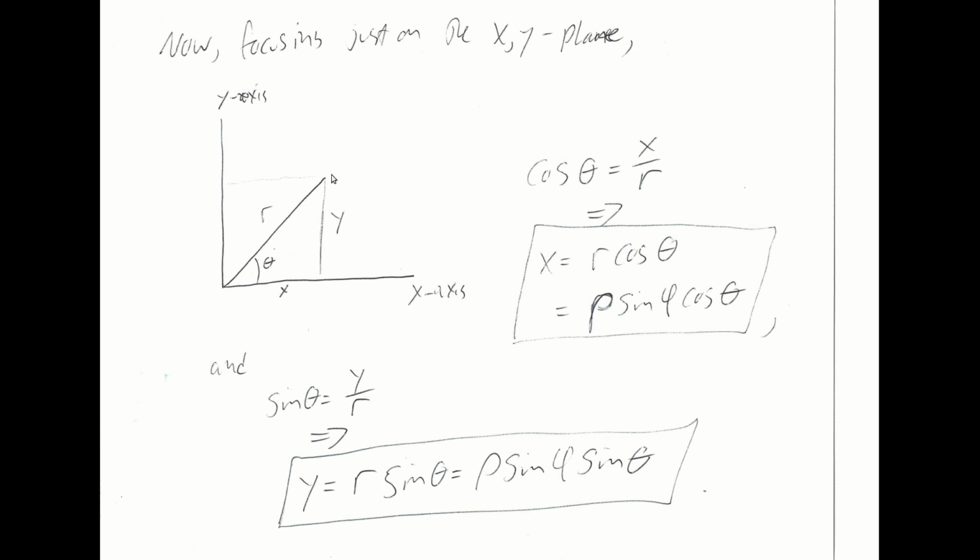Here's our r value that we just found, here's the theta that was given to us, and here's x, and here's y. So cosine of theta is going to be x over r, which means that x will be r cosine theta, and our expression for r was that r equaled rho sine of phi. That means that x will be rho sine of phi cosine theta, and likewise y is going to be rho sine of phi sine of theta. That's coming from sine of theta being y over r, solving for y, and substituting the expression that we just found for r.